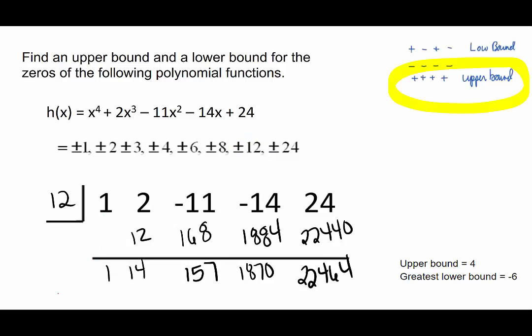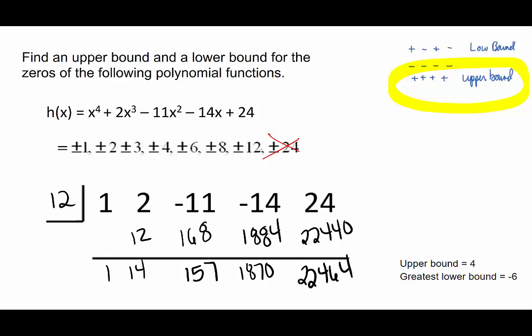We see that 12 is an upper bound because all of the signs of the answers on the bottom are positive. As soon as you do synthetic division with a root and you get all positive signs, we know that that root is an upper bound. So 24 can be eliminated. We don't even have to test 24 because we know that 12 is an upper bound.